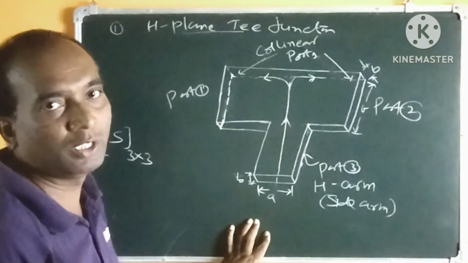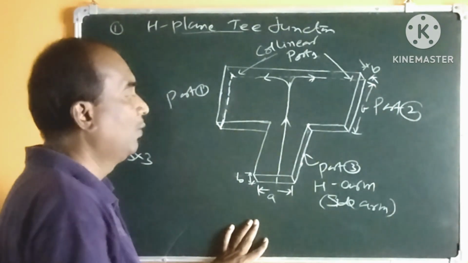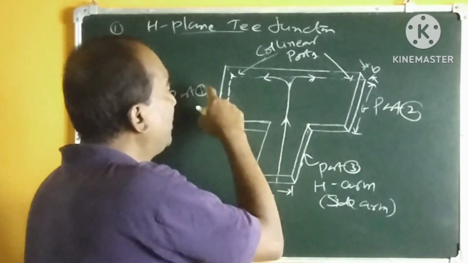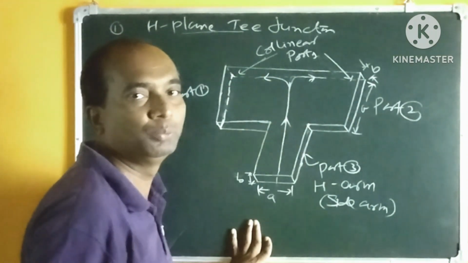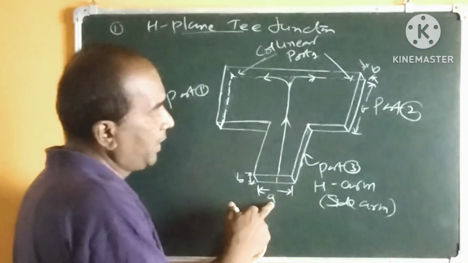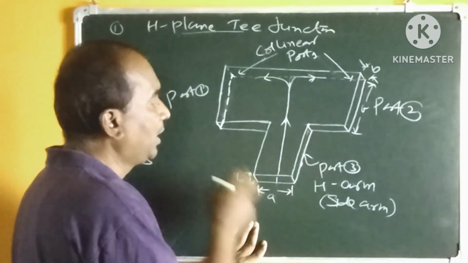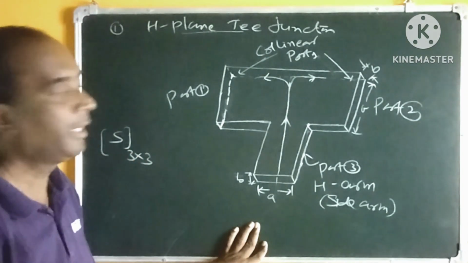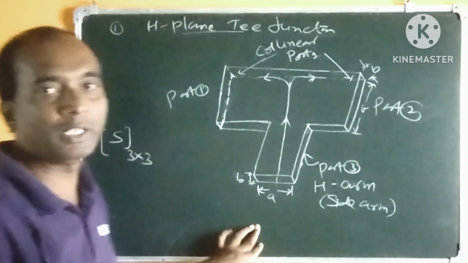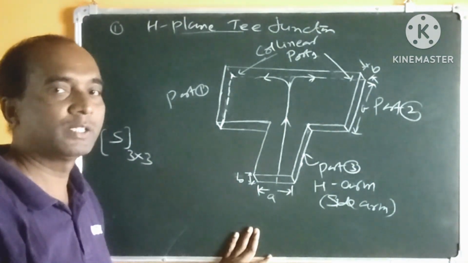It may also be called a 3 dB splitter, because whatever power is given through port 3 will split up between port 1 and port 2. Now, small a is the wider dimension and small b is the narrow dimension. a and b are the dimensions of the rectangular waveguide.